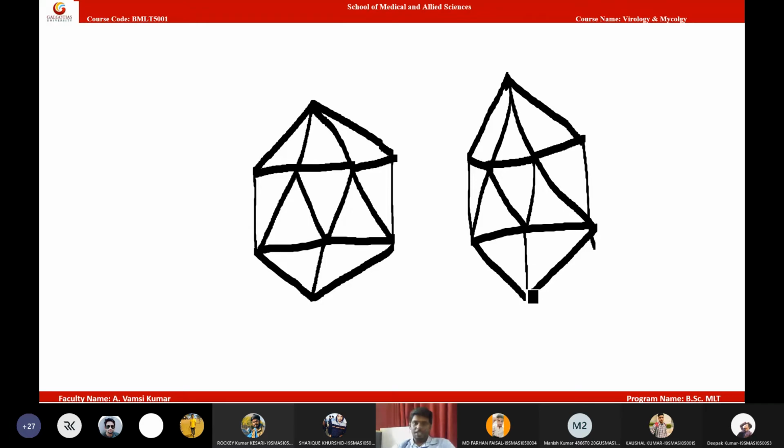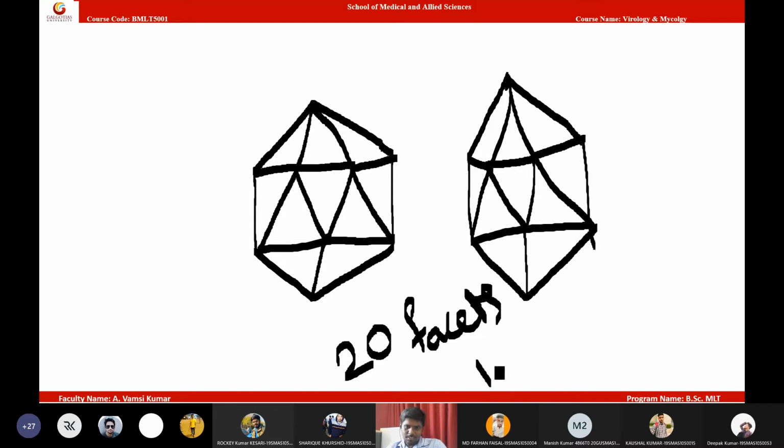So this is the structure of an icosahedron. Now, in the previous slide, I said an icosahedron should have 20 facets, and it should have 12 corners. So what do they mean by 12 corners and 20 facets?